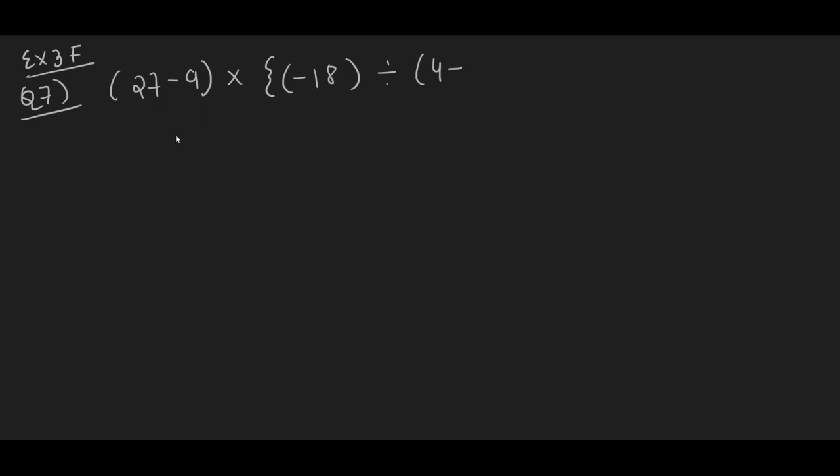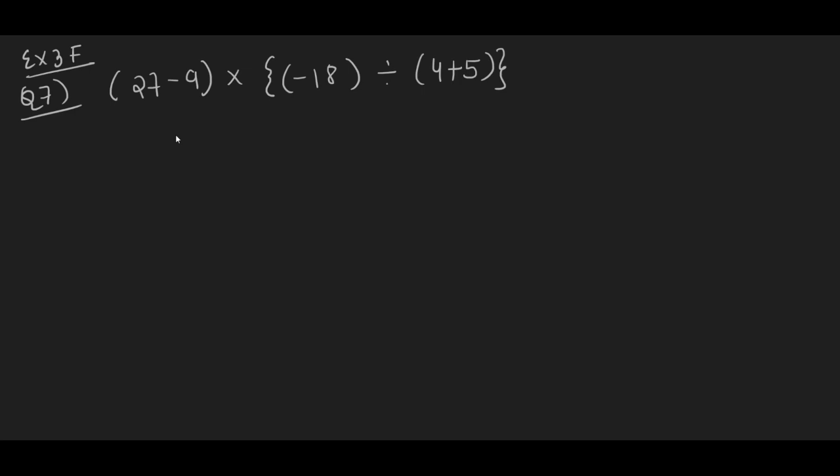The next question that we have is exercise 3F, question 7. So the question is 27 minus 9 into curly brackets, minus 18 divided by 4 plus 5 brackets, and again curly brackets.